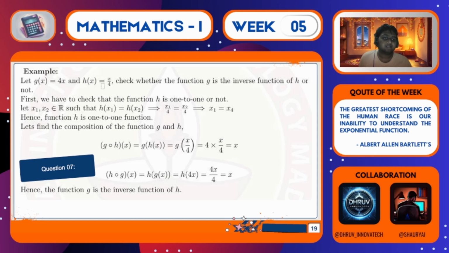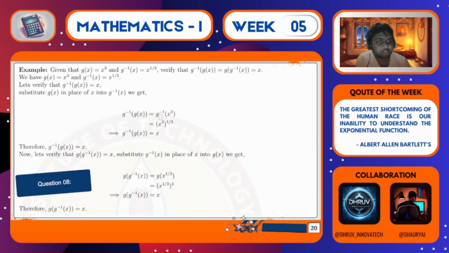If you want to recall, we'll just go to the solving part. When you substitute x upon 4 in 4x, you will see that the result will be only x. Now checking for the same, substitute 4x in x upon 4. Here also you see you get the value x. This tells us that the function g is the inverse of h and vice versa. This is a pretty easy question. Let's see our second last question of the day.